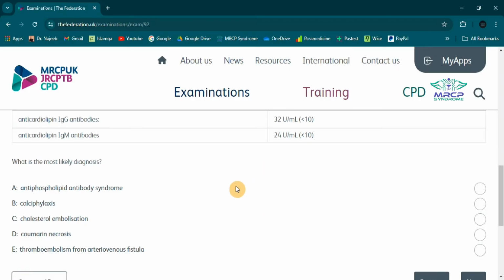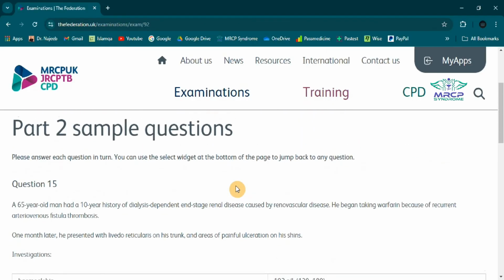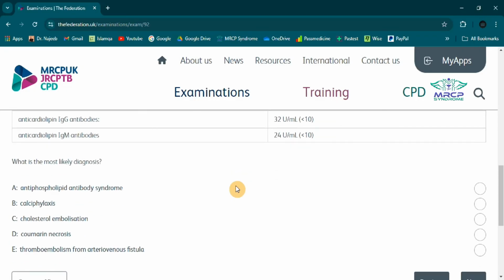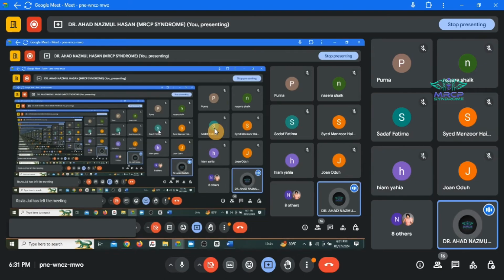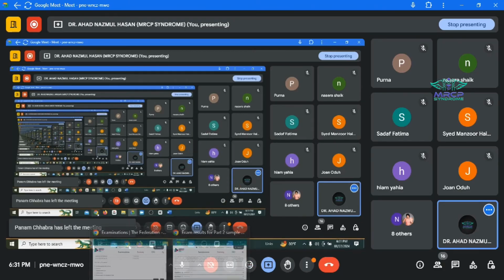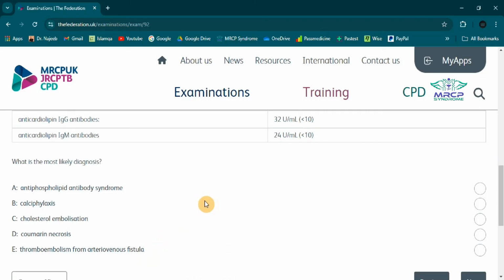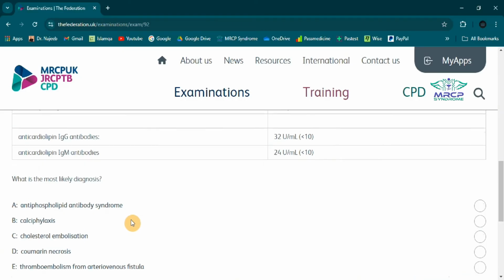Oh, this is a difficult one. So how many of you think it can be calciphylaxis? And how many of you think it can be cholesterol embolization? Is it calciphylaxis or cholesterol embolization? So the most likely diagnosis is cholesterol embolization.